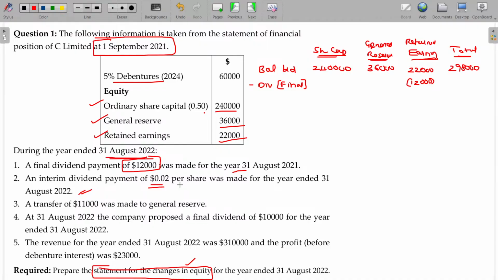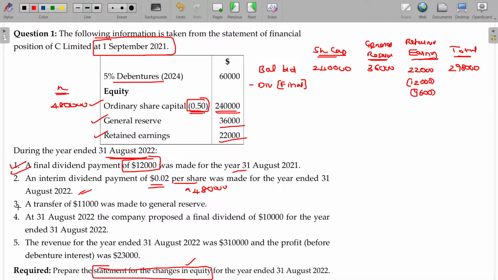Now, how many shares do we have? 0.5 is the value per share, $0.5. 2,40,000 divided by 0.5, then you'll get the number of ordinary shares: 4,80,000. 4,80,000 ordinary shares were issued at a price of half a dollar. 4,80,000 into half a dollar is 2,40,000. Now the interim dividend being 0.02 per share, the number of shares being 4,80,000, you multiply 4,80,000 with this, so you'll get 9,600 as the value. 9,600, you have to subtract.